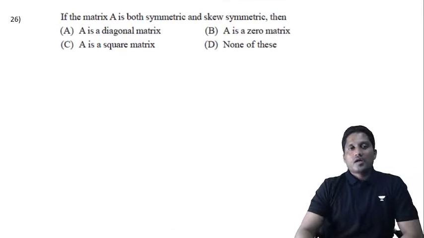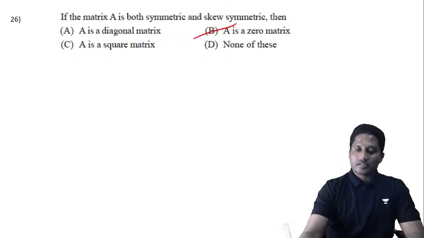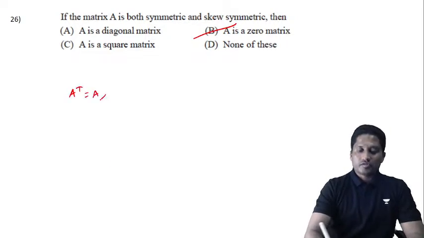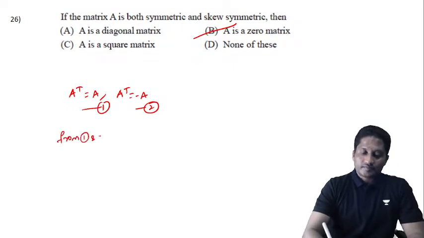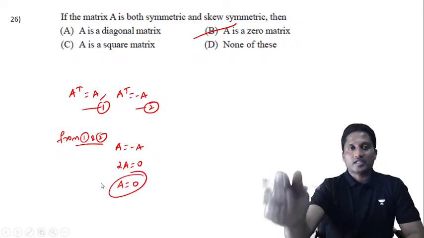Okay, question number 26. If a matrix is both symmetric and skew symmetric, it should be a null matrix only, zero matrix. Symmetric means it is equal to its own transpose. Skew symmetric means it is equal to negative of its own transpose. So from equations 1 and 2, A is equal to minus A, right? So this means that 2A is equal to 0, A is equal to 0. It should be a 0 matrix, that is null matrix. Answer is option B.